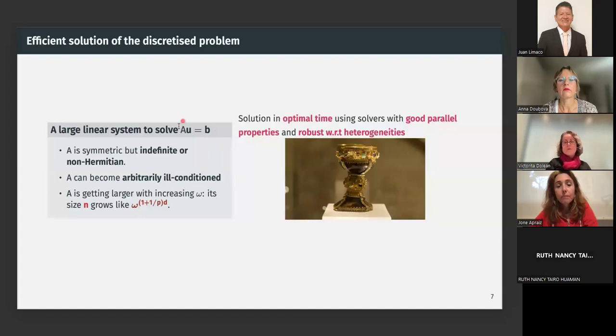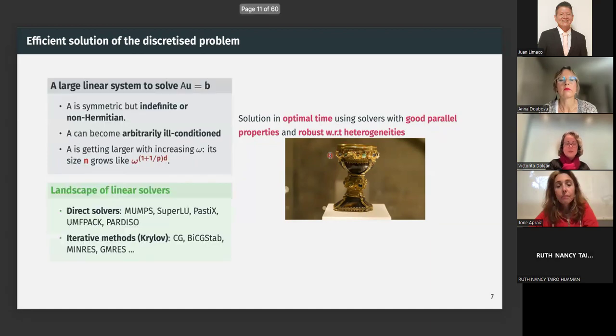So if you want to solve this, how big is this system? It's hundreds of millions of unknowns. I want a solution of this linear system in optimal time with a solver that has good parallel properties and is also robust with respect to heterogeneity. So this is my holy grail. So now what should I do?